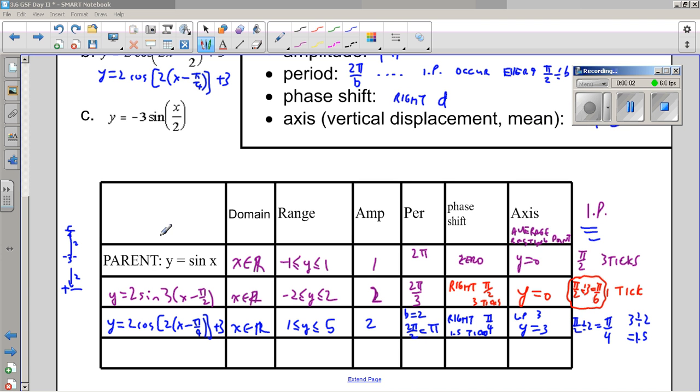Okay, here we go for the last example. Promise this one's short. Filling in, I'm going to write this in a different way.